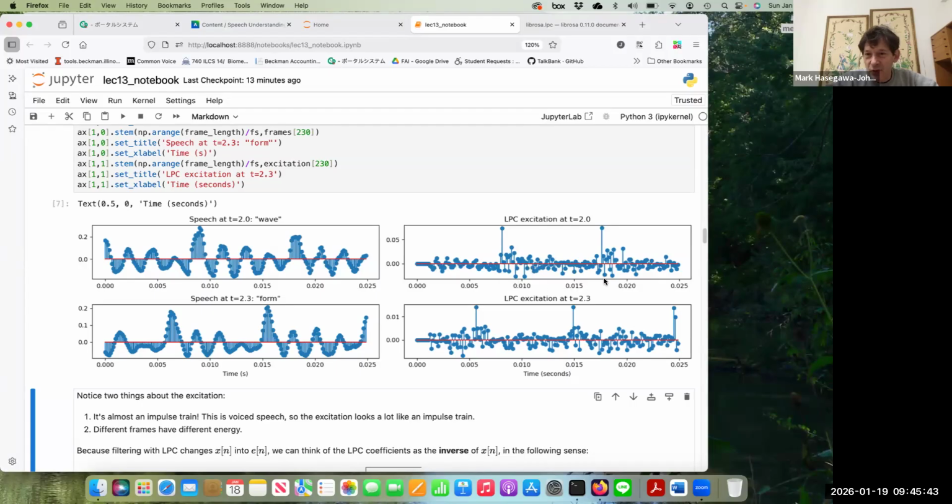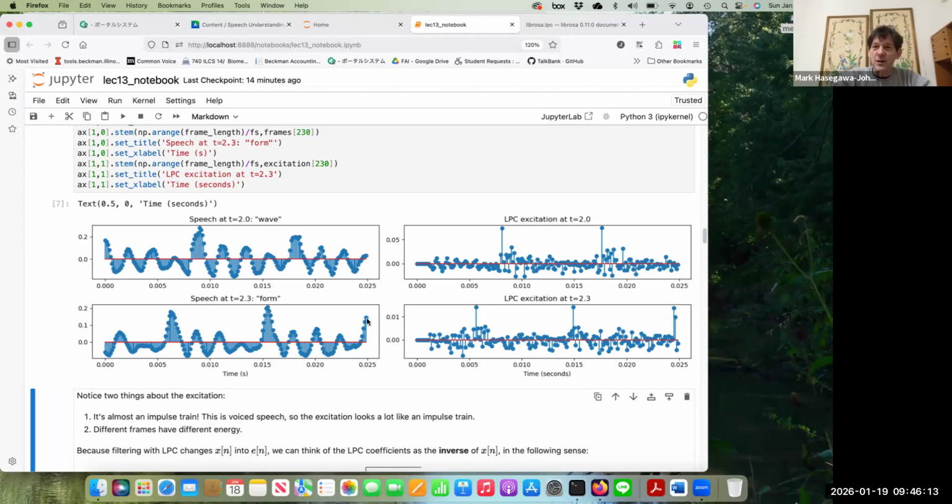Notice that these two impulses are, let's see, this one is at about 8 milliseconds and this one is at about 17 milliseconds. So these are about 9 milliseconds apart. This one is at about 6 milliseconds, this is about 15 milliseconds, and this is about 24. So these are again about 9 milliseconds apart. And you can see that they correspond exactly to the start times of each of the pitch periods. They correspond to that moment when the vocal folds close.